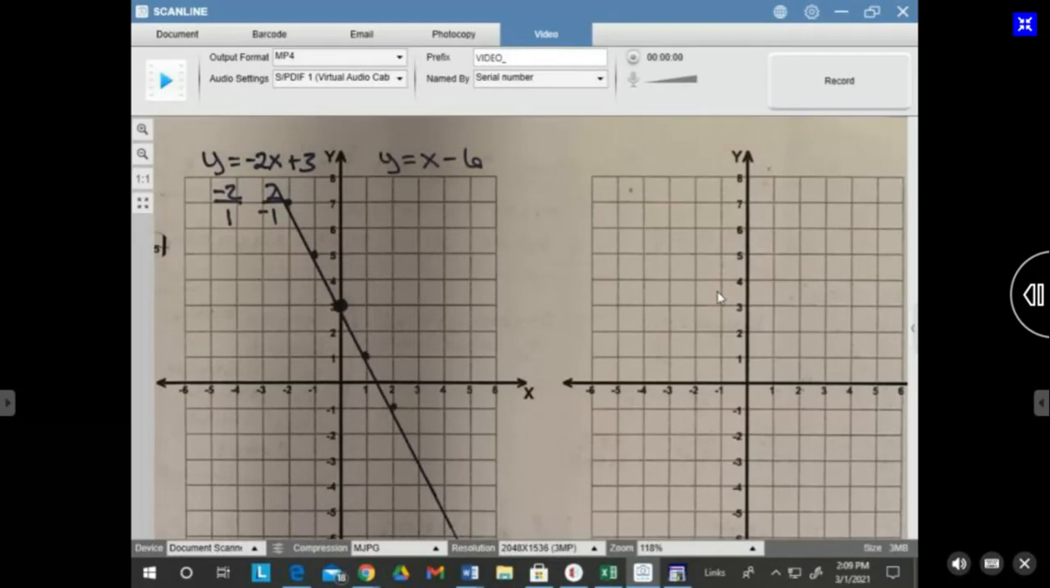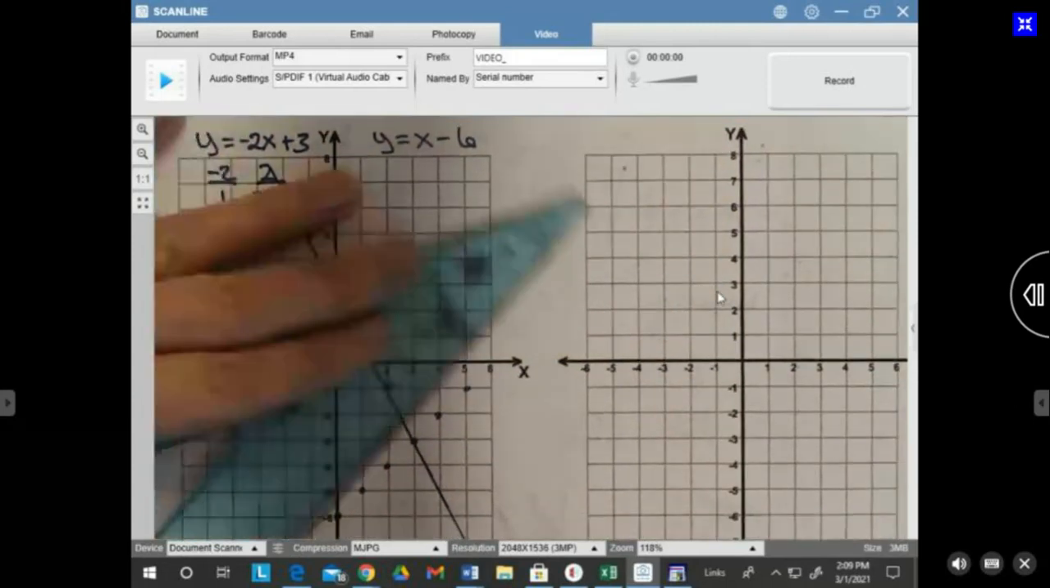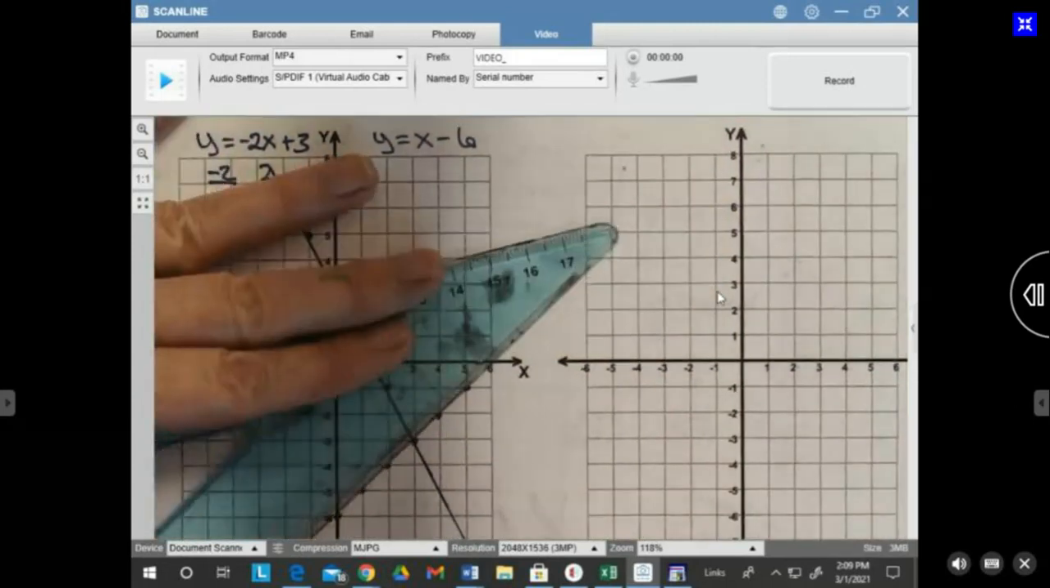Down here at the -6, that's a positive slope, isn't it? Yep. Up 1 and right 1. And then down and left gives me the same line. Yes. All right.